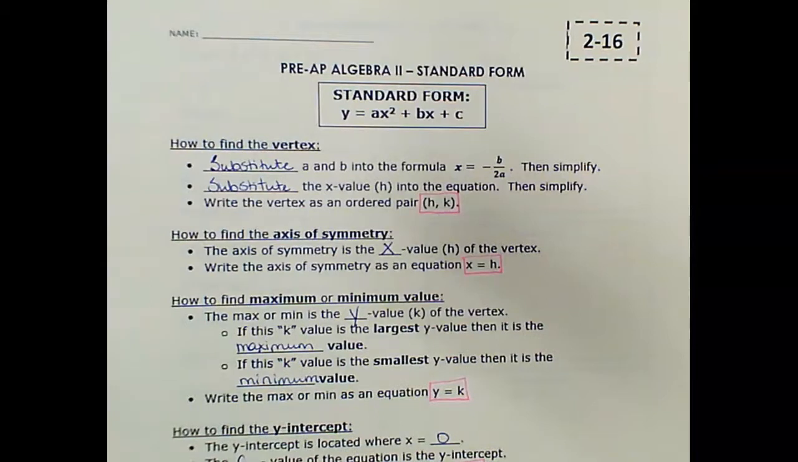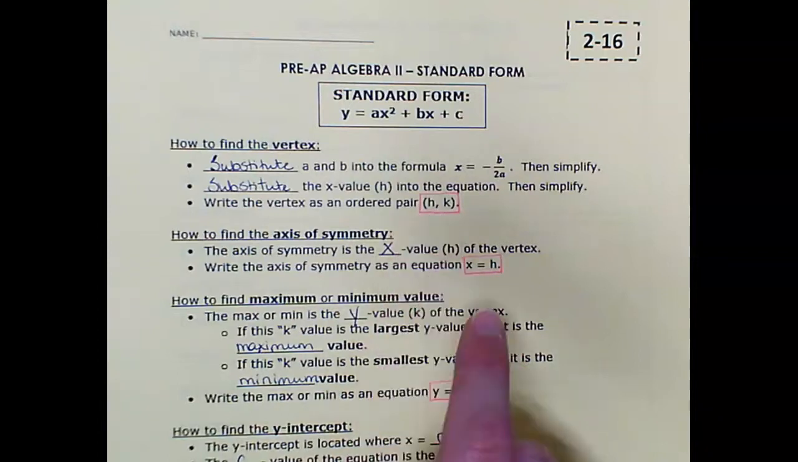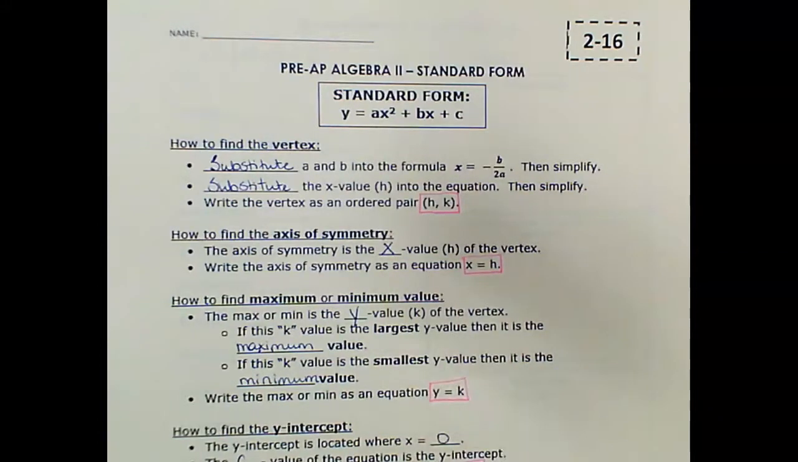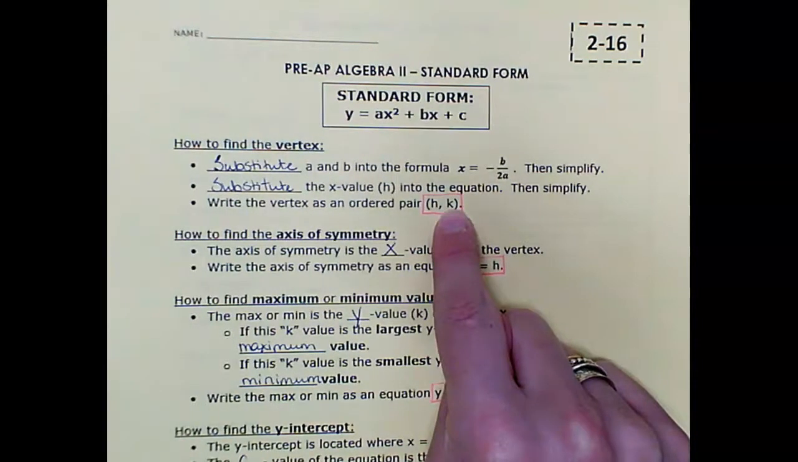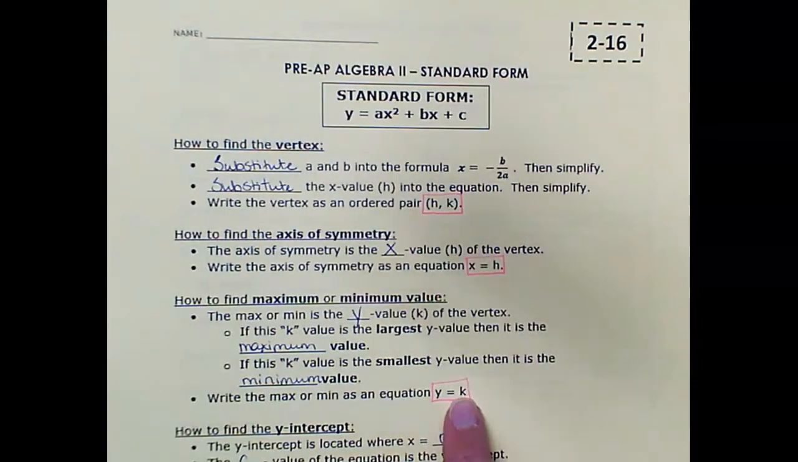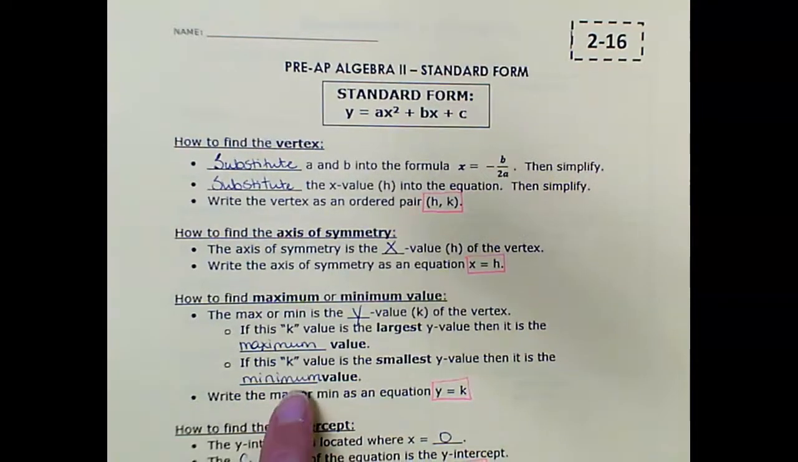If you're looking for the axis of symmetry, it's just the x value of the vertex. So once you find the vertex, you just put x equals this number right here, and that's your axis of symmetry. The maximum or minimum value is just the y value of the vertex. So again, once you find your vertex, pick out that y value, and y equals whatever that number is the maximum or minimum value. Now, if that value is the largest y value in your graph, then it's a maximum, and if it's the smallest y value, then it's the minimum.